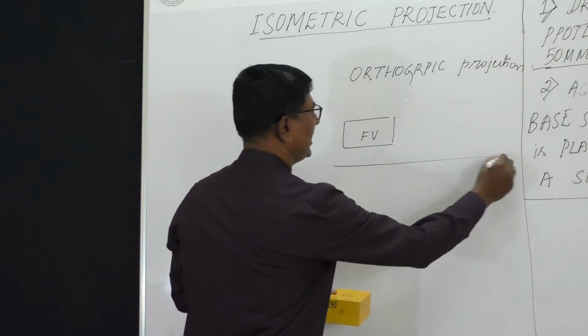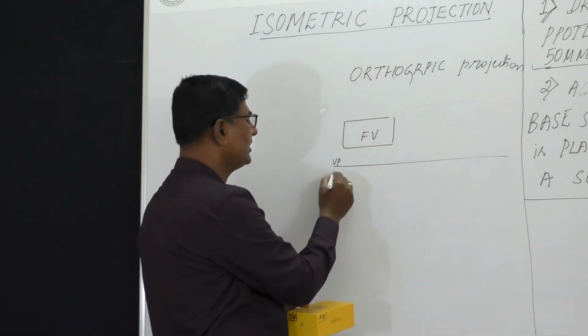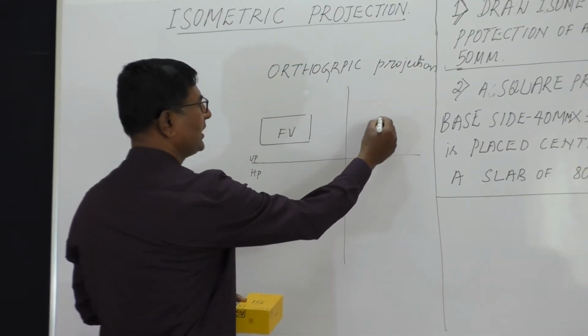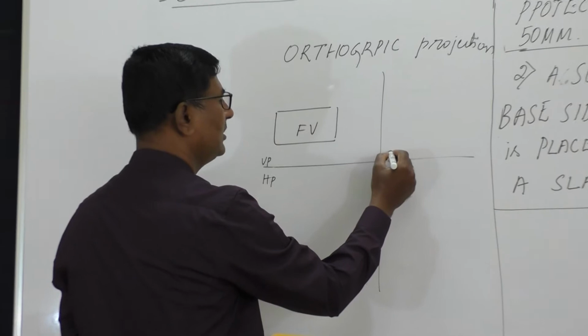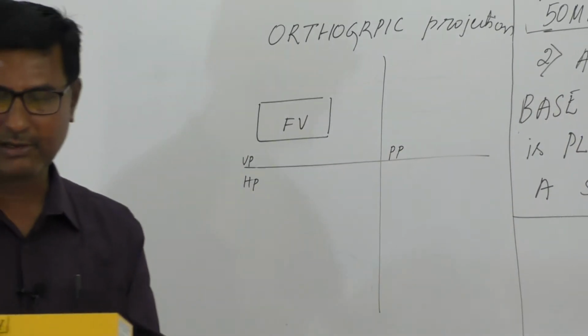Right? So as you know, as per the first angle projection, you are supposed to draw the front view here, you are supposed to draw the top view here, and adjacent to the front view, you are supposed to draw the side view. That is called a profile plane. This is what we have taught. Okay, once again I will come back.